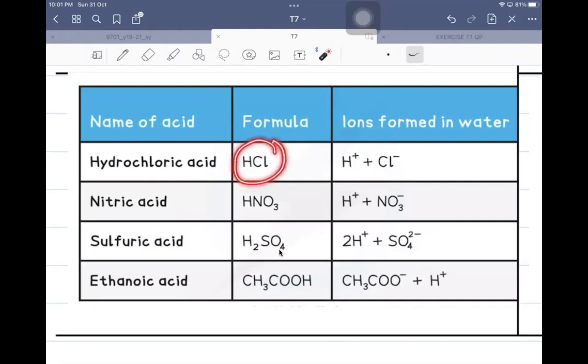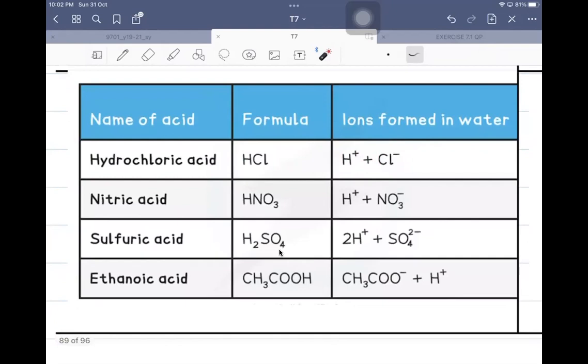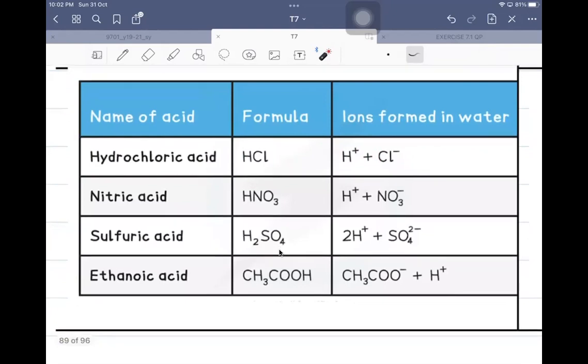HCl, hydrochloric acid, and in ions, they form H plus and Cl minus. Okay, nitric acid is HNO3. Remember, this nitric acid is +5, right? And O3 minus. Okay, +5 is the oxidation number. So the ions that it will form in water would be H plus and NO3 minus.